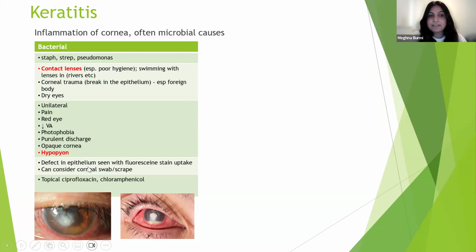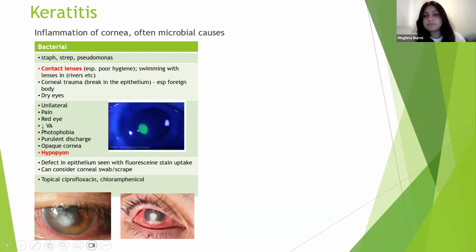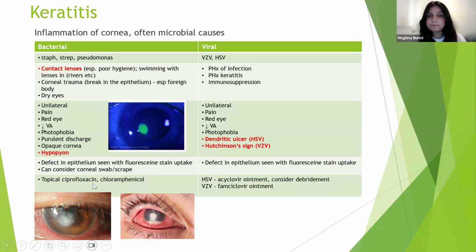We can see a defect in the epithelium by dropping a little bit of this drop called fluorescein. And if you look at it under blue light on a slit lamp, you'll see that it lights up. We can consider doing a corneal swab or a scrape, and we treat this with topical antibiotics. So chloramphenicol is Chlorsig that we talked about with conjunctivitis, or ciprofloxacin.